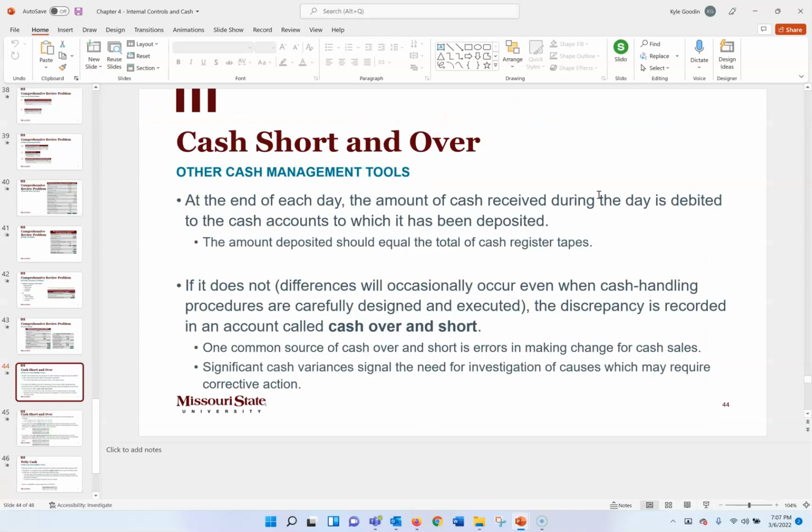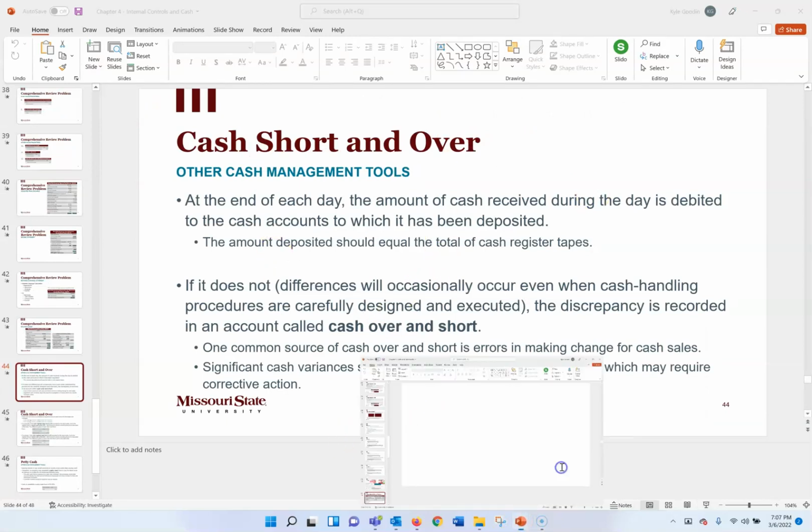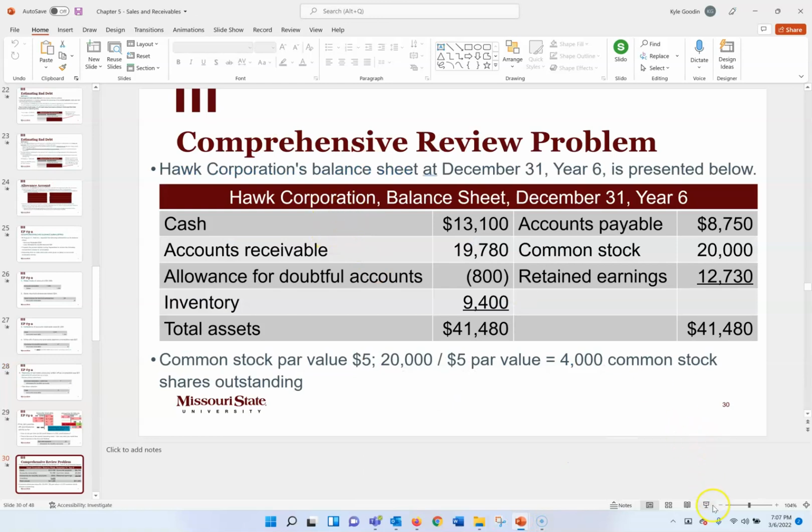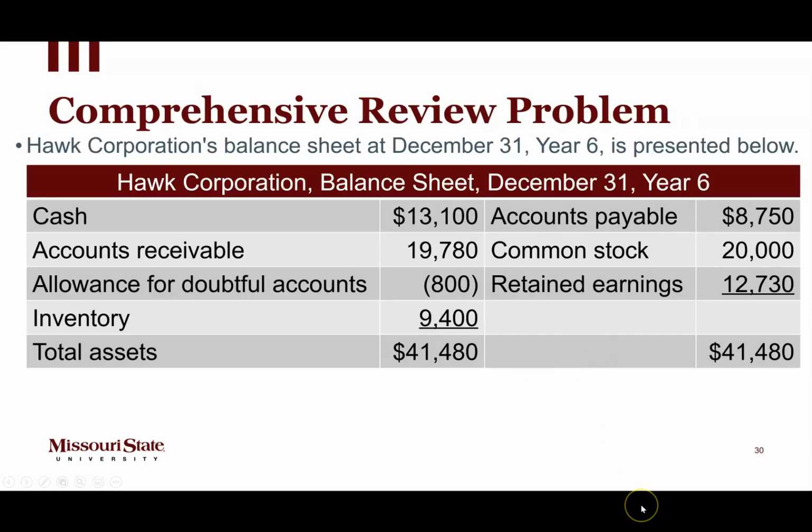All right, that is it for chapter 4. Let's go ahead and hit up chapter 5 real quick and walk through this comprehensive problem. Okay. So we have a balance sheet at December 31st, year 6, that is presented here. You can see again, it's a balance sheet. We have assets, we have liabilities, we have stockholders' equity.